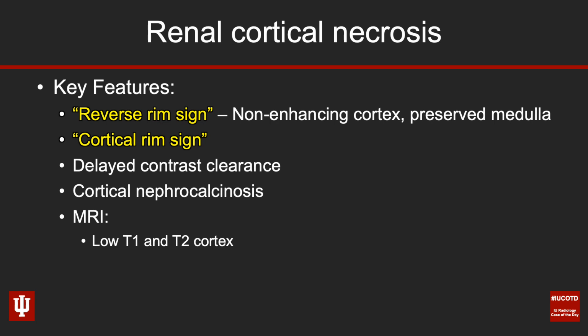So to sum it all up, for acute renal cortical necrosis, severe hemodynamic derangement results in ischemic necrosis of the cortex, with sparing of the medulla, and presents with a reverse rim sign and possibly a cortical rim sign from preserved capillary network. Preserved medullary enhancement is characteristic, as is delayed contrast clearance from renal failure. Eventually, the infarcted cortex can calcify. On MRI, renal cortical necrosis demonstrates low signal on T1 and T2, although not to the degree of hemosiderosis.